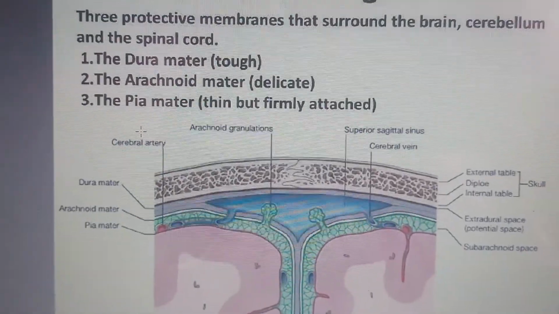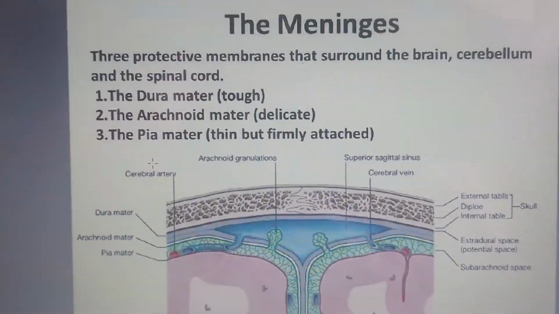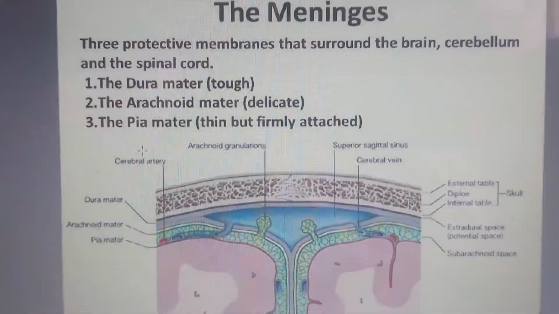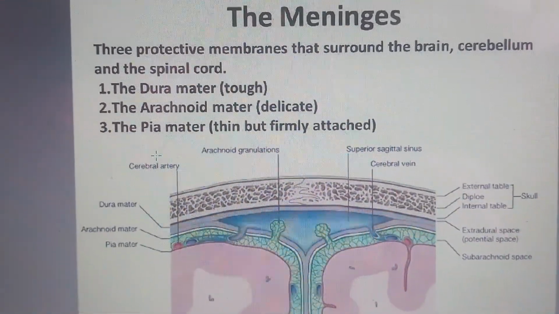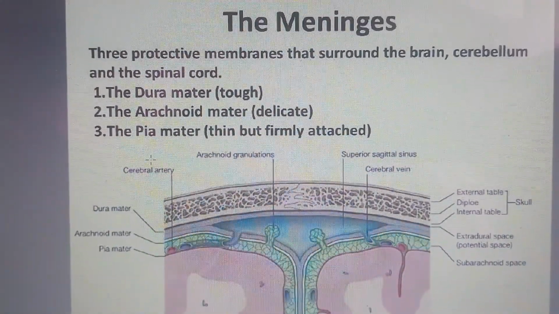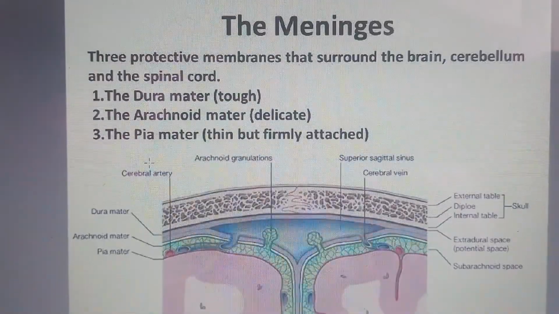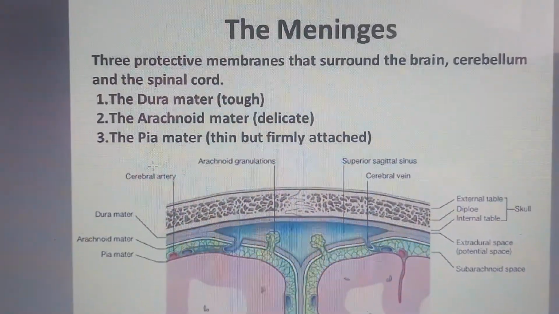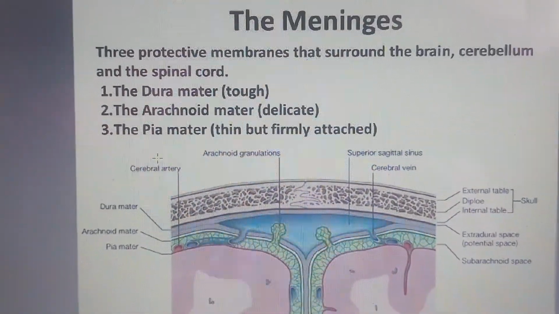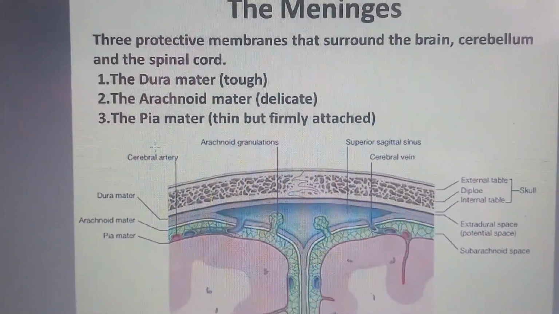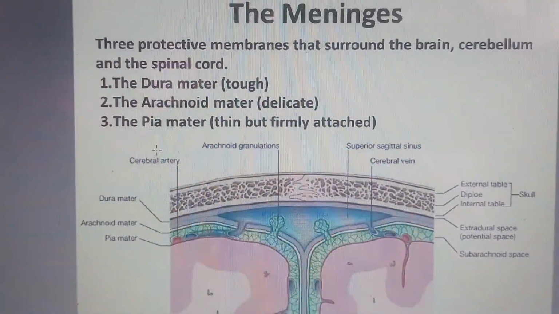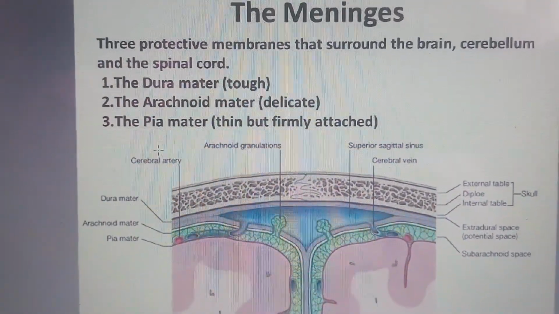Before we enter into the details of the dural venous sinuses, we must have a detailed idea about the meninges that are covering the main structures present inside our cranium. There are three protective membranes of the meninges which surround our brain, our cerebellum, and also the spinal cord. The meninges are divided into three layers: the dura mater, the arachnoid mater, and the pia mater.